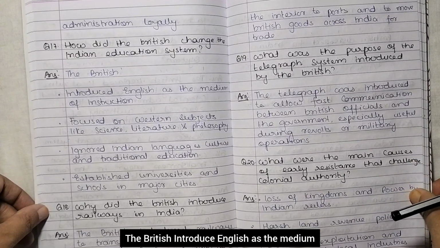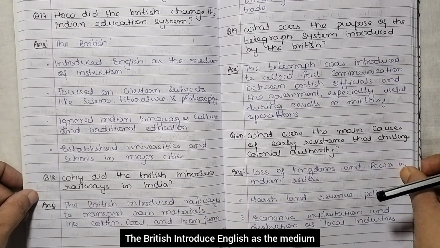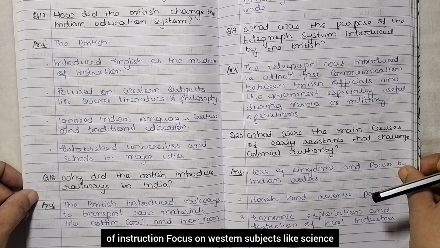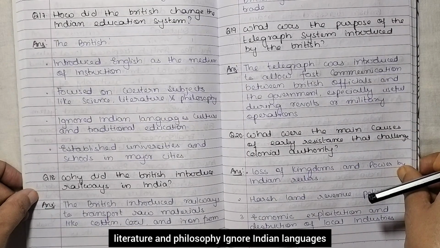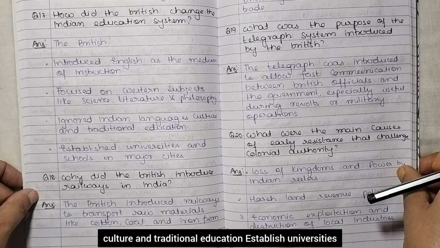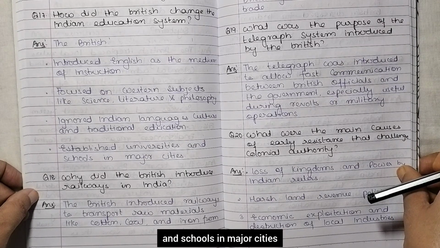Next, how did the British change the Indian education system? The British introduced English as the medium of instruction, focused on Western subjects like science, literature and philosophy, ignored Indian languages, culture and traditional education, and established universities and schools in major cities.